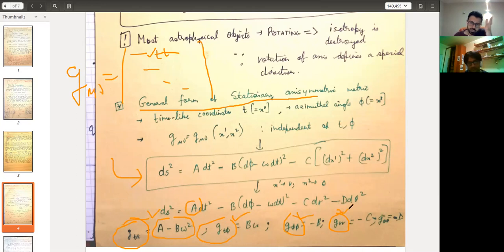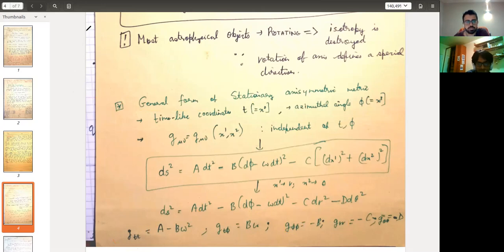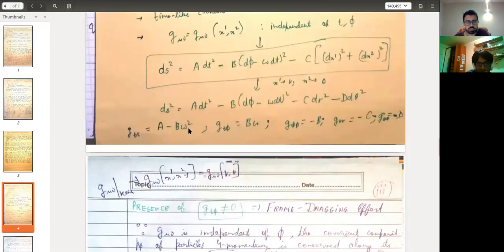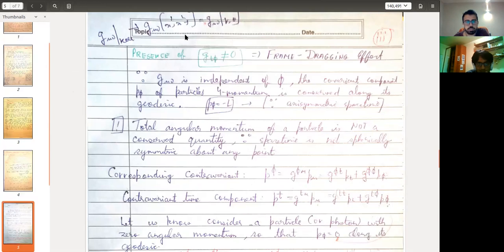So even if you don't solve the whole metric right now, you can still guess a few things that are happening. What is happening here is that the presence of this term, g_t phi, actually results in a thing which is called frame dragging. Frame dragging means that even if you are still and you are going towards a Kerr black hole, no matter what you do, you will start to rotate around it. So this is called frame dragging.